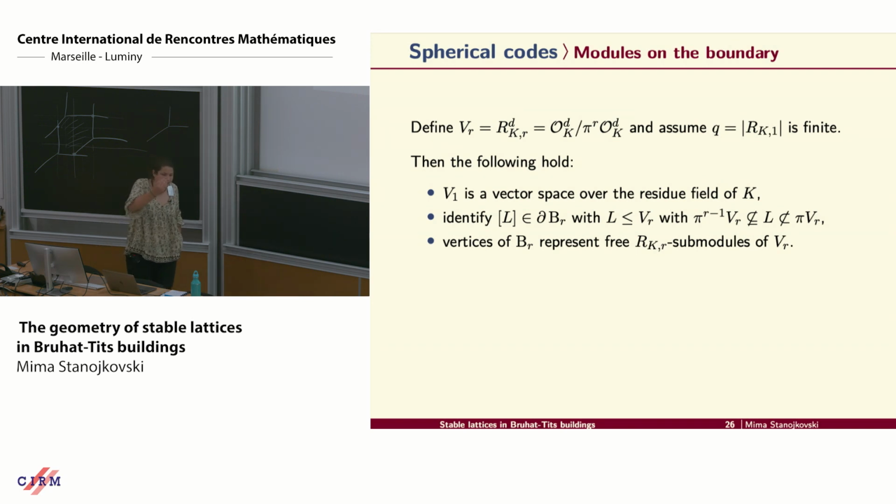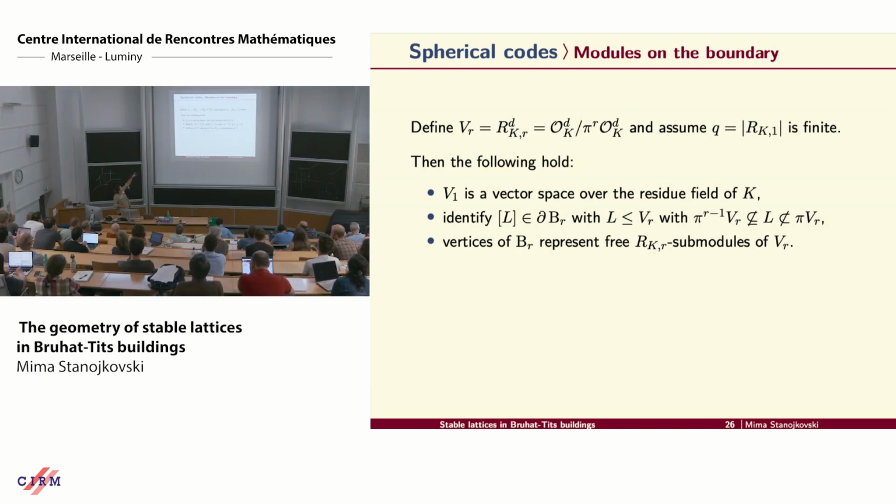And this can be interpreted again in terms of modules. We fix now q to be the size of the residue field, and we take it to be finite because we want to count things. And we define V_R to be this truncated module, O^d modulo P^R O^d. If R is 1, this is a vector space over the residue field. But in general, you just have a module over this finite ring. And if I'm not mistaken, these rings in the field of coding theory are often referred to as chain rings, because the ideals are all contained one in the other.